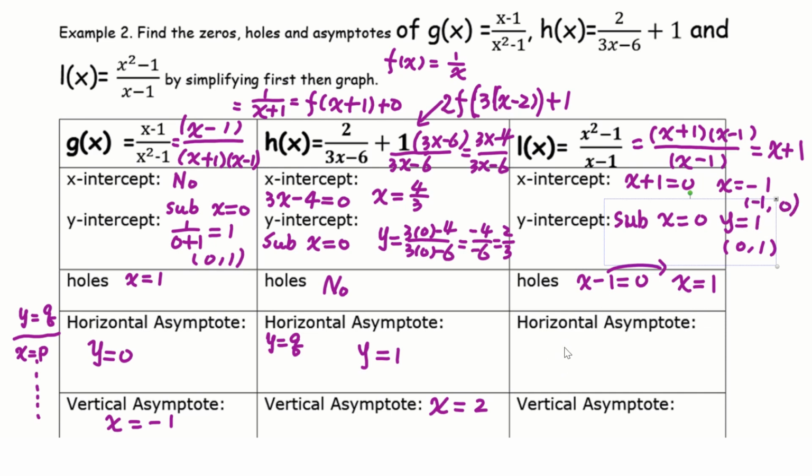The horizontal asymptote means the line that the function will approach. But after simplifying, you will see we have a linear equation. It's not a rational function, so there's no horizontal asymptote. And the vertical asymptote is where the denominator equals 0. Now there's no denominator, so there's no vertical asymptote.